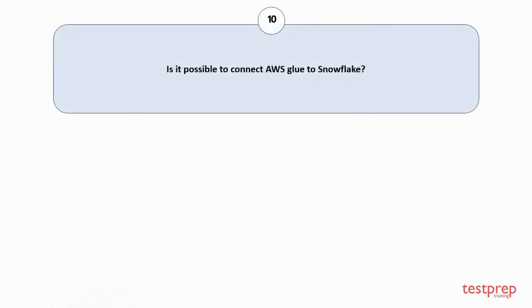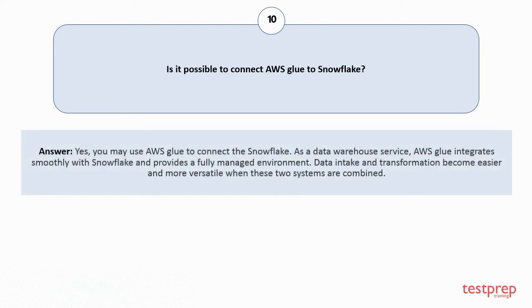Question number 10. Is it possible to connect AWS Glue to Snowflake? Your answer is yes, you may use AWS Glue to connect to Snowflake. As a data warehouse service, AWS Glue integrates smoothly with Snowflake and provides a fully managed environment. Data intake and transformation become easier and more versatile when these two systems are combined.